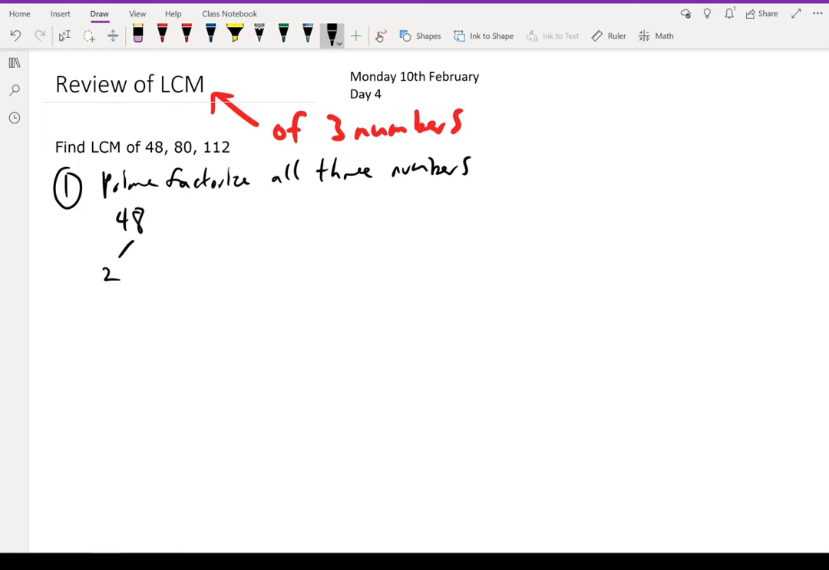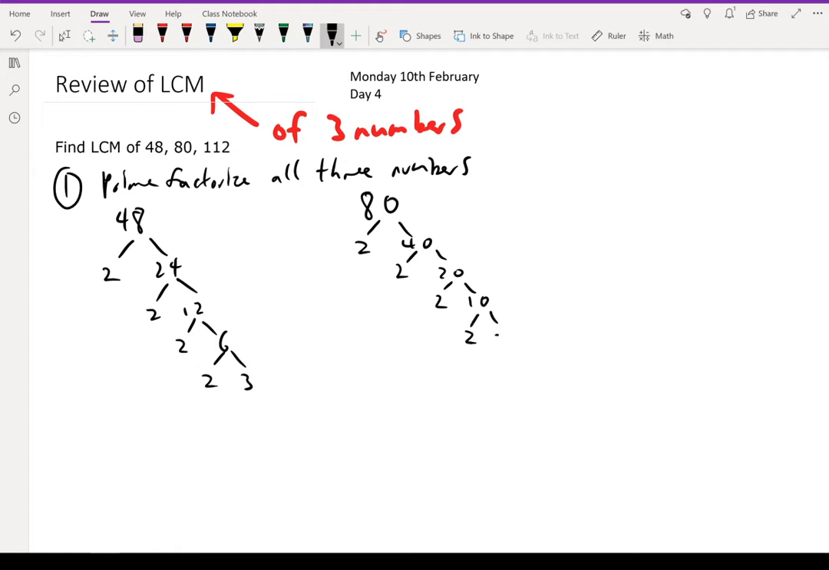48 can be split into 2 times 24. 24 is 2 times 12. 12 is 2 times 6. 6 is 2 times 3. So this is 48. And then I'm going to do 80 over here. 80 is 2 times 40. 40 is 2 times 20. 20 is 2 times 10. And then 10 is 2 times 5.